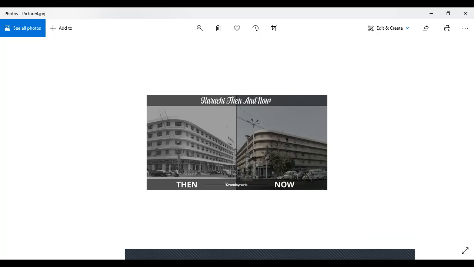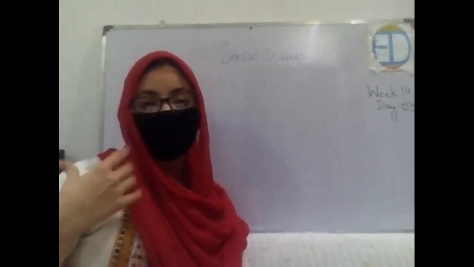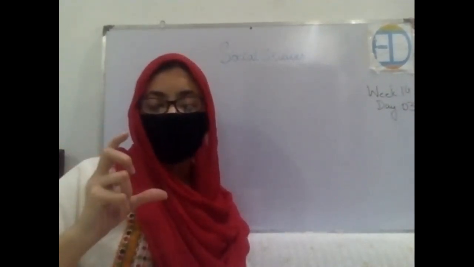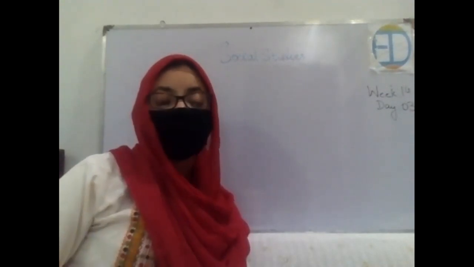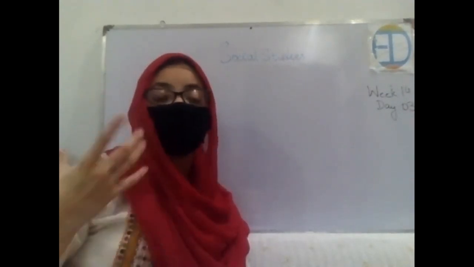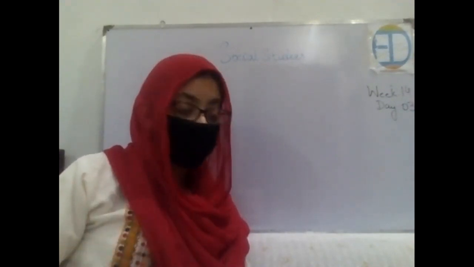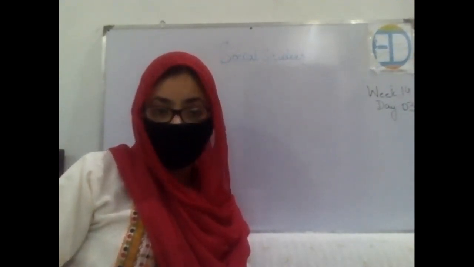Now these are a few pictures from the different areas of the city. This does not mean that the changes have been made only in these areas, but these pictures have been taken. I've just shared a few pictures, but the whole of the city, the whole of Karachi has been transformed, and major changes are in these areas, right?